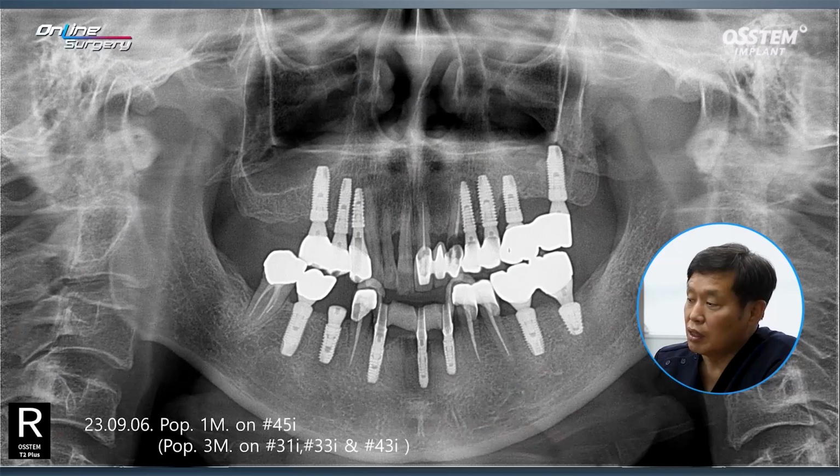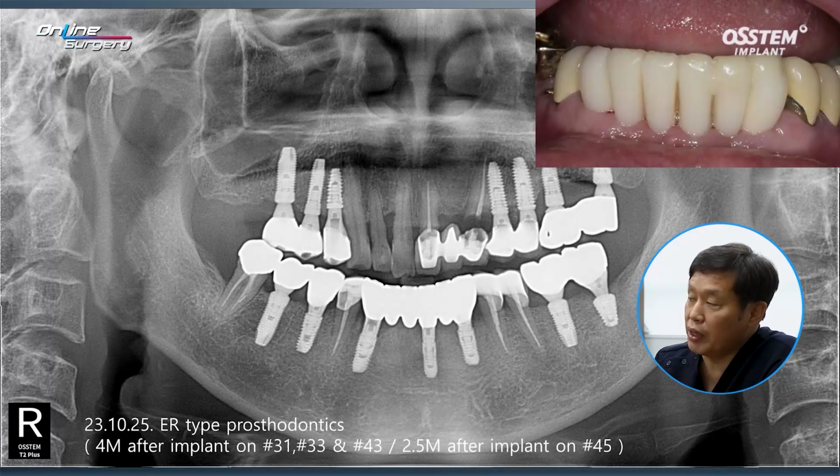3 months have passed since implant placement in the lower anterior. ISQ was measured. Temporary provisionals were provided. This is after final prosthesis. Number 31, 33, 43. 4 months have passed since implant placement. In number 45, it was about 2.5 months since implant placement, and final prosthesis were delivered.